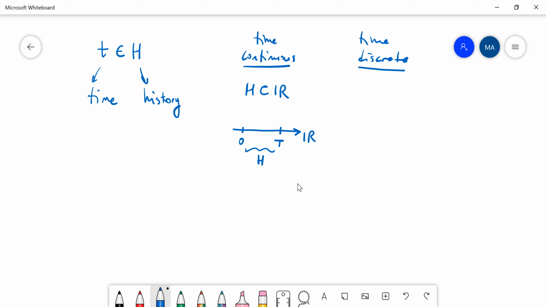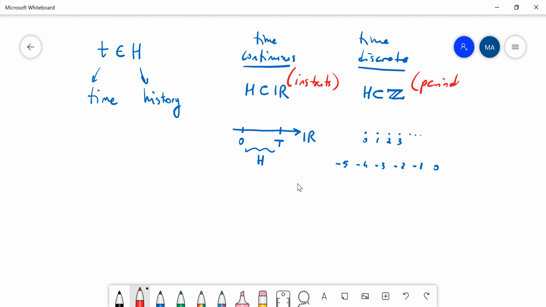When time is discrete, this is a subset of integers. This is Z, the set of integers. So it is like 0, 1, 2, 3, and that goes on. It can come from negative numbers, -5, -4, -3, -2, -1, 0. That doesn't really matter. But what matters is that here we are talking about instants, and here we are talking about periods. So that's an essential difference.